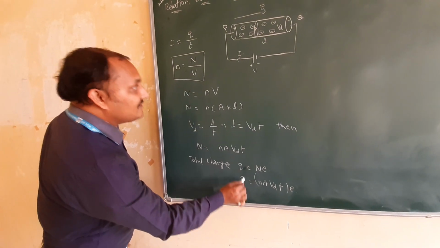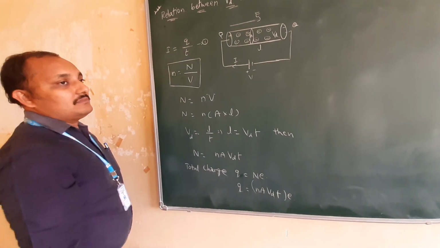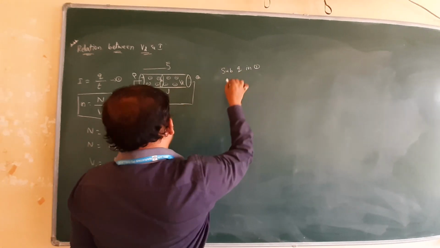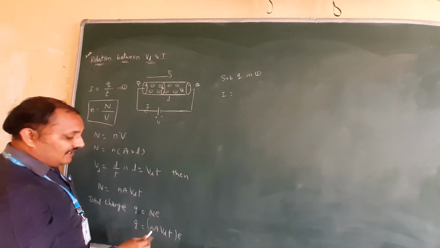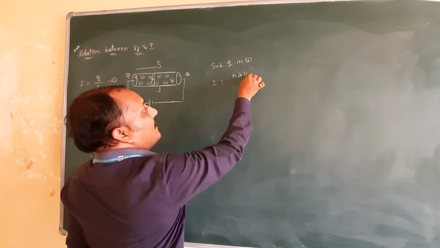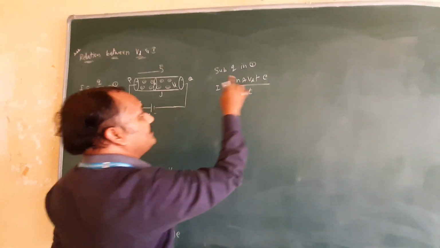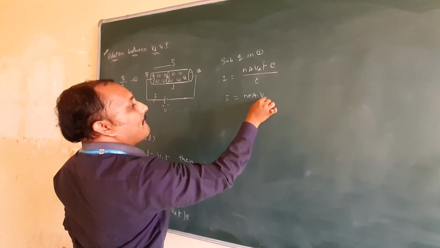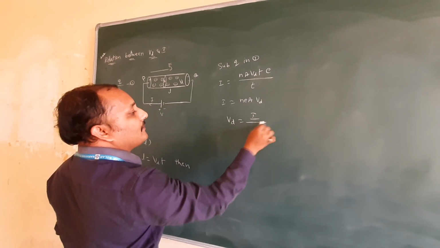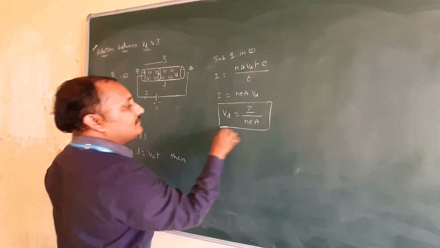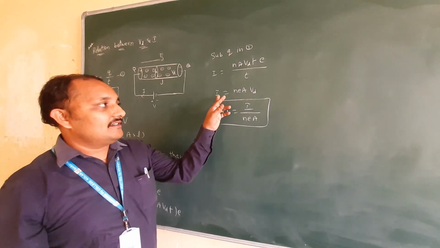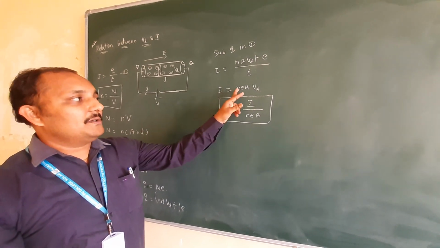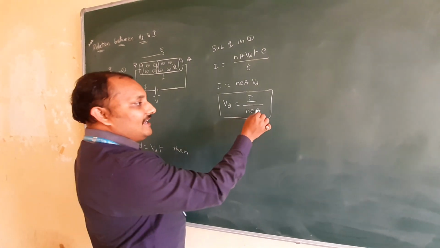Now substitute this charge value in equation number 1. Then you will get the relation. Substitute Q in equation 1: I is equal to, what is the Q equation? n A Vd t e by t. Then t will be cancelled. I equals n e A Vd, or Vd is equal to I by n e A. This is the relation between drift velocity and current. Either remember this one or this one. If you recall it 2 to 3 times, you can remember Vd equal to I by nеA, or I equal to nеA Vd.